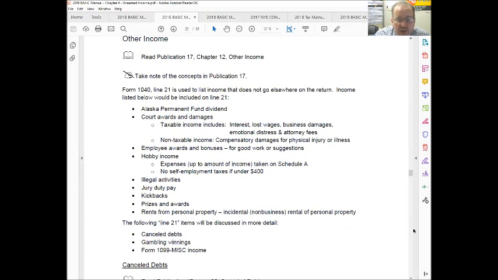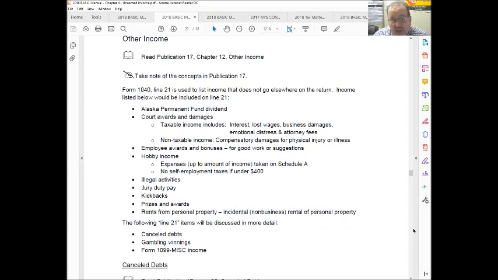Hobby income, if I'm building birdhouses and I'm not in it for profit, but I'm making some money, all right, I can't take any expenses, but I have to declare the income, okay? Illegal activities, all right?